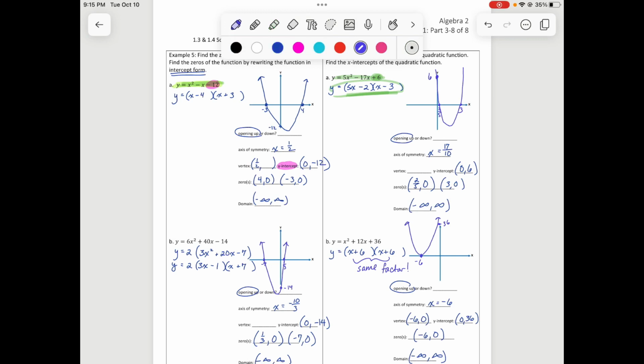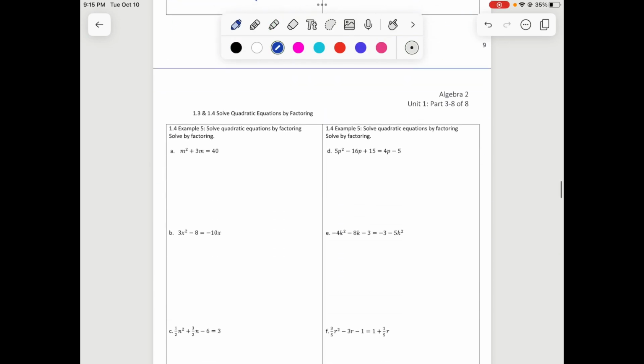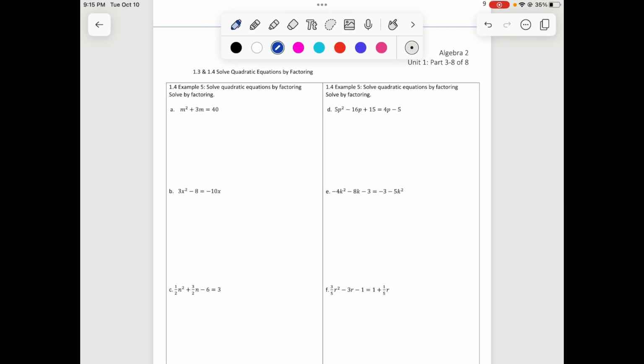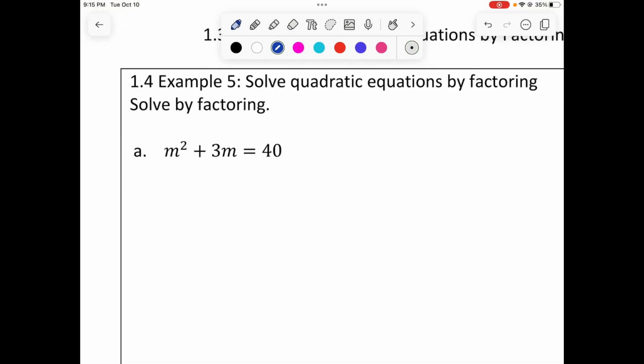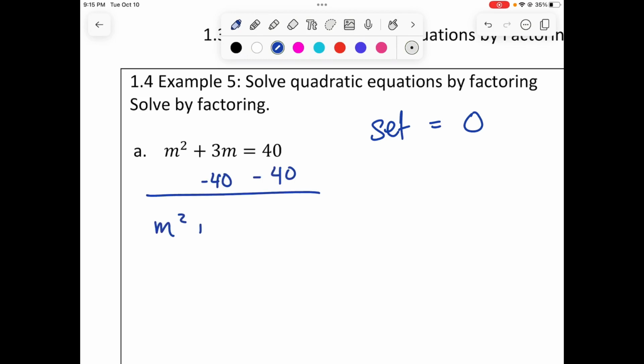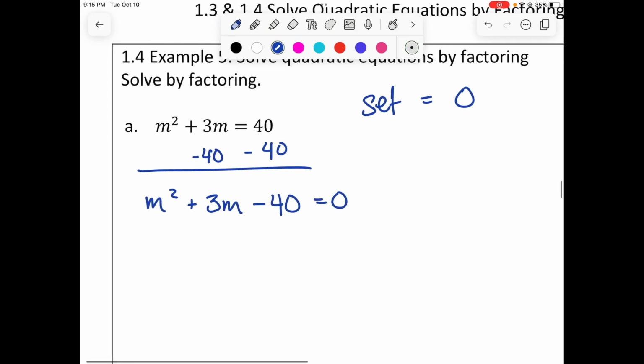So now let's go ahead and look at the next page. We're on to page number 10. All right, and we're going to start with problem A. So solve by factoring. Again, I can't just start this problem. You have to set it equal to 0 first. So I'm going to subtract 40 from both sides. And now I have m squared plus 3m minus 40 equals 0. And then go ahead, pause, and factor.